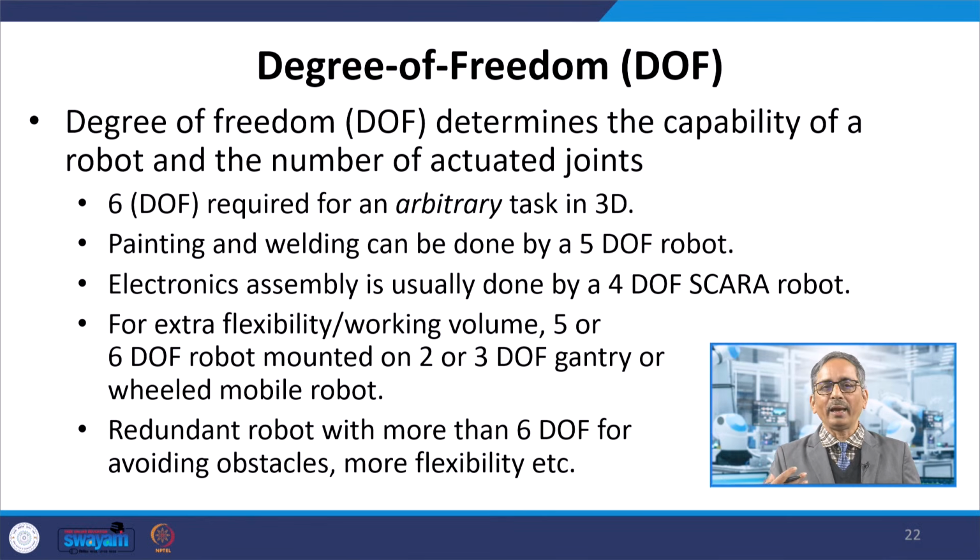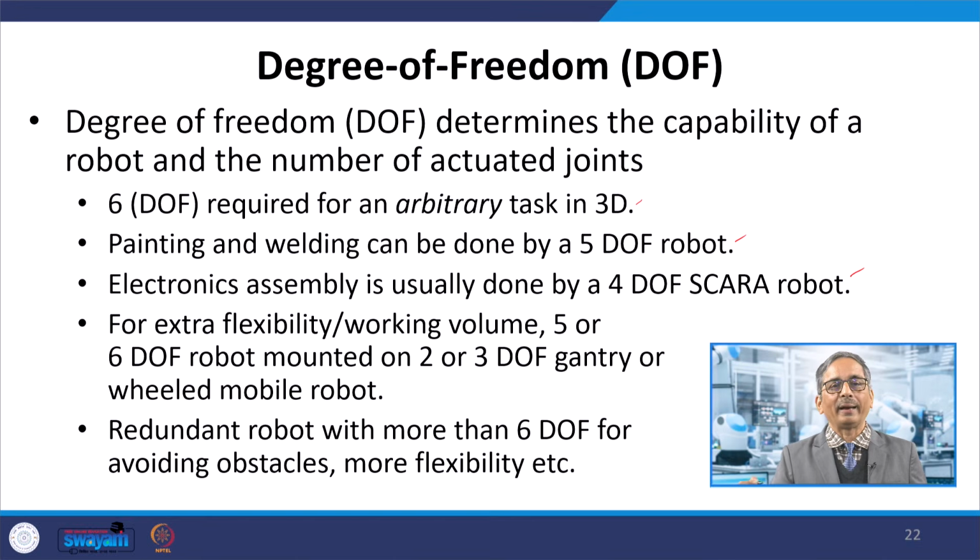Okay, so if I want a robot to do any type of motion, it should have at least 6 degrees of freedom. So 6 degrees of freedom are required for an arbitrary task in 3 dimensions. Painting and welding can be done with even less than 6 degrees of freedom, say 5 degrees of freedom. Electronic assembly is usually done by a 4 degrees of freedom SCARA robot.